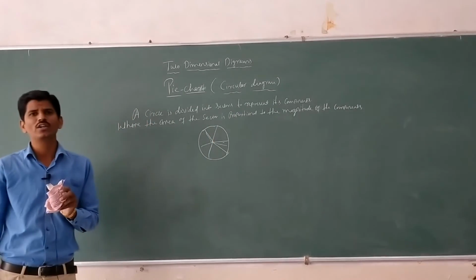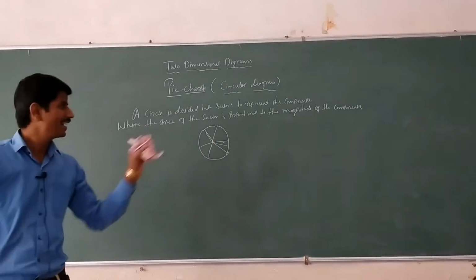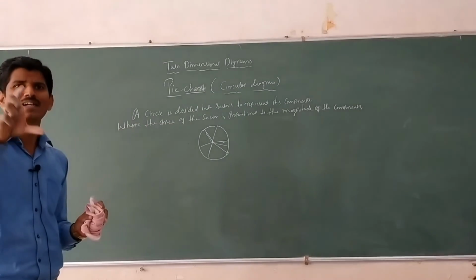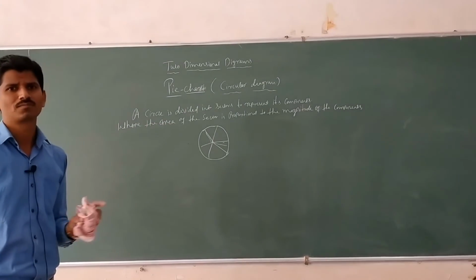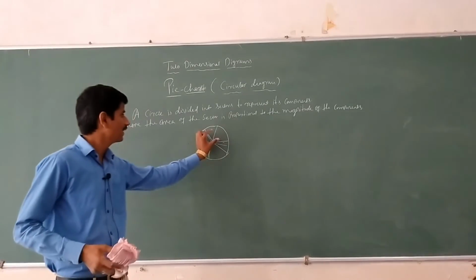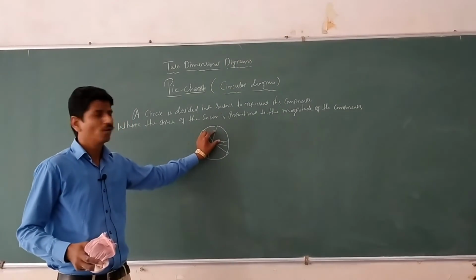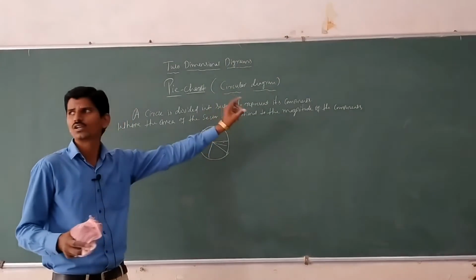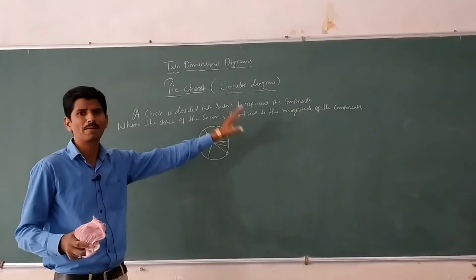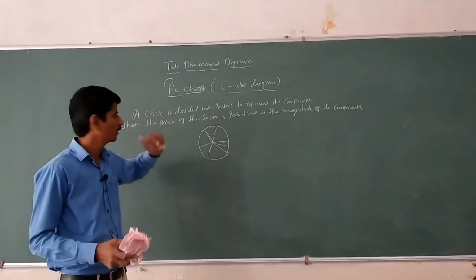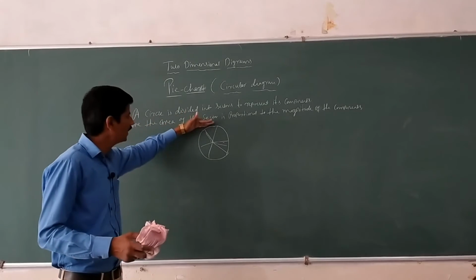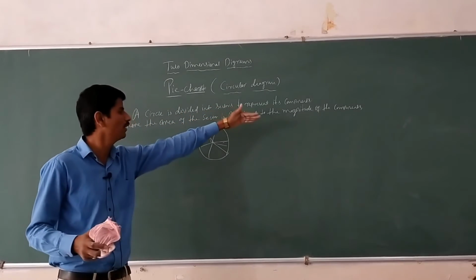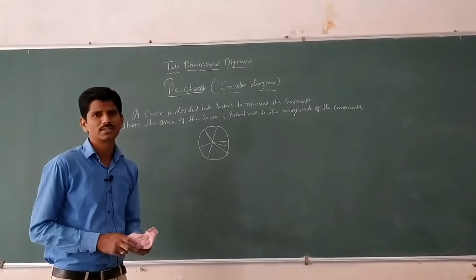Here magnitude is nothing but size. The area of the sector is proportional; it depends upon the size of the component. Suppose this sector is 60 degrees. This 60 degrees is proportional to the magnitude of the components. It depends upon the size of the components.